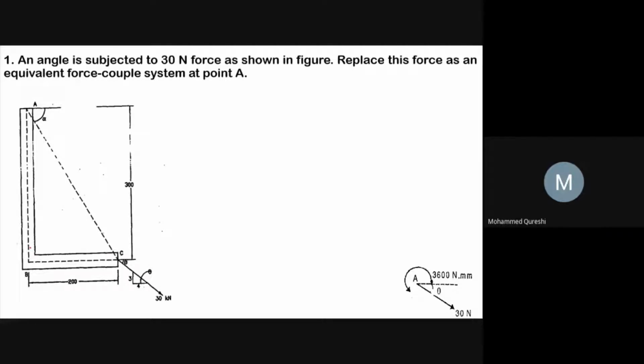So in the first example, it is given that an angle is subjected to 30 Newton force as shown in figure. Here 30 Newton force is making an angle theta with reference to horizontal axis. Hence the inclined force has two components. First will be your 30 cos theta, and the second component will be 30 sine theta, and we have to replace this force as an equivalent force couple system at point A.